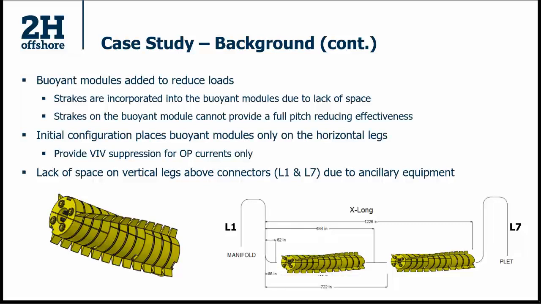Another thing too, when the designers actually started out with this, the strakes were mounted only on the belly of the jumper. So you can see from this arrangement that the vertical legs of the jumper are susceptible to VIV because they do not have any suppression on them. It's only the belly of the jumper. If you have current coming from an out of plane direction, perpendicular to the plane of the jumpers, you would get some suppression. But if you get currents in plane of the jumper, you wouldn't see any VIV suppression.